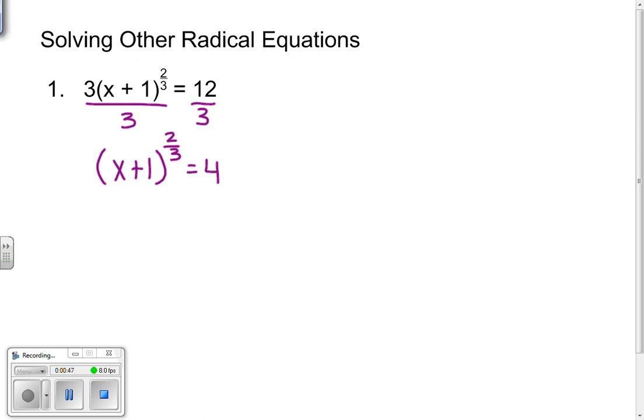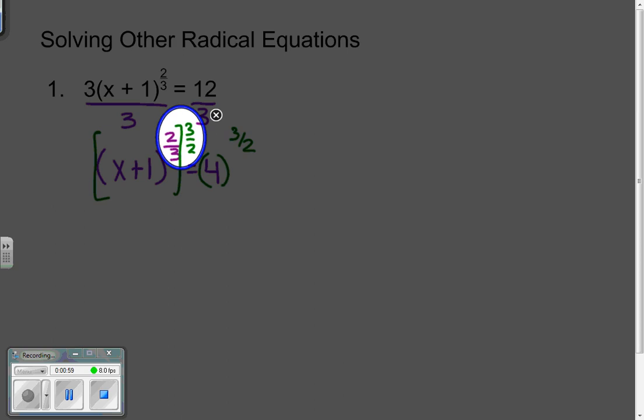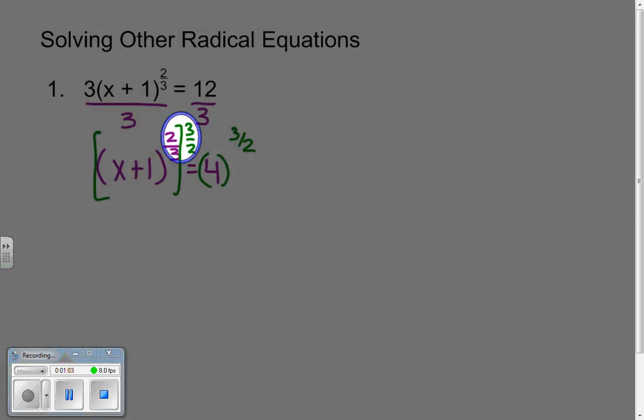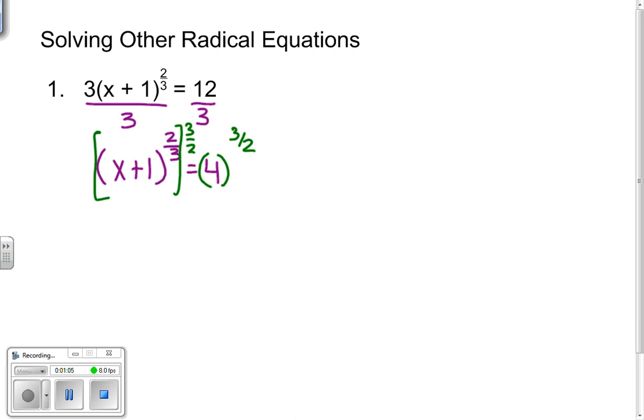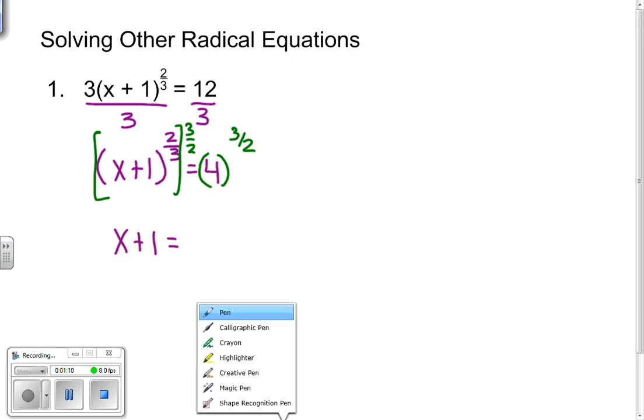To get rid of something to the 2/3 power, you can raise it to the 3/2 power. So we're going to raise both sides to the 3/2. Because what ends up happening is the 2/3 times 3/2 is a power to a power, and anytime you have a power to a power, you multiply, you get 1. So the whole left-hand side cancels to just x plus 1. The right-hand side is a problem, though.